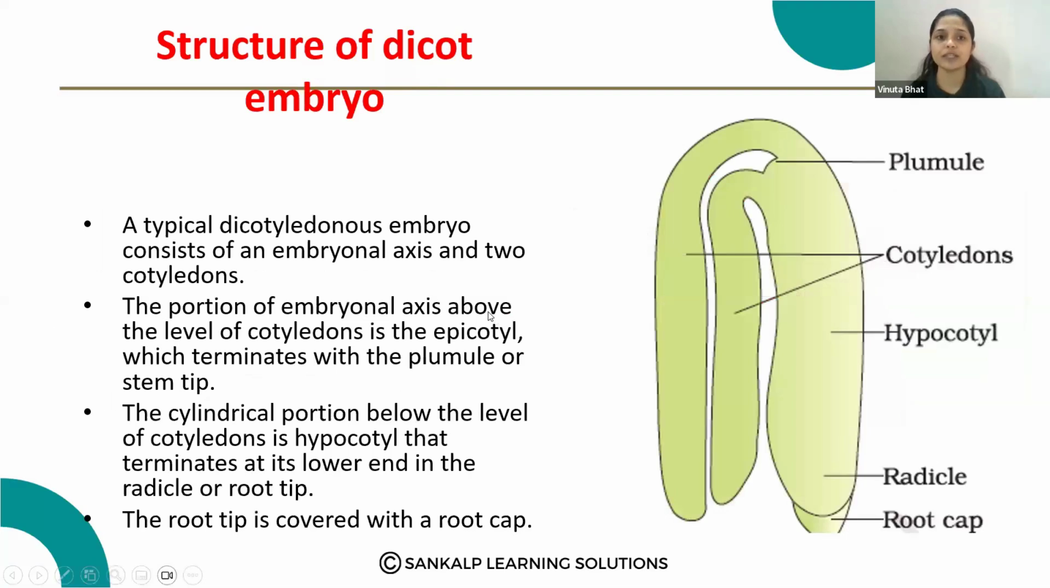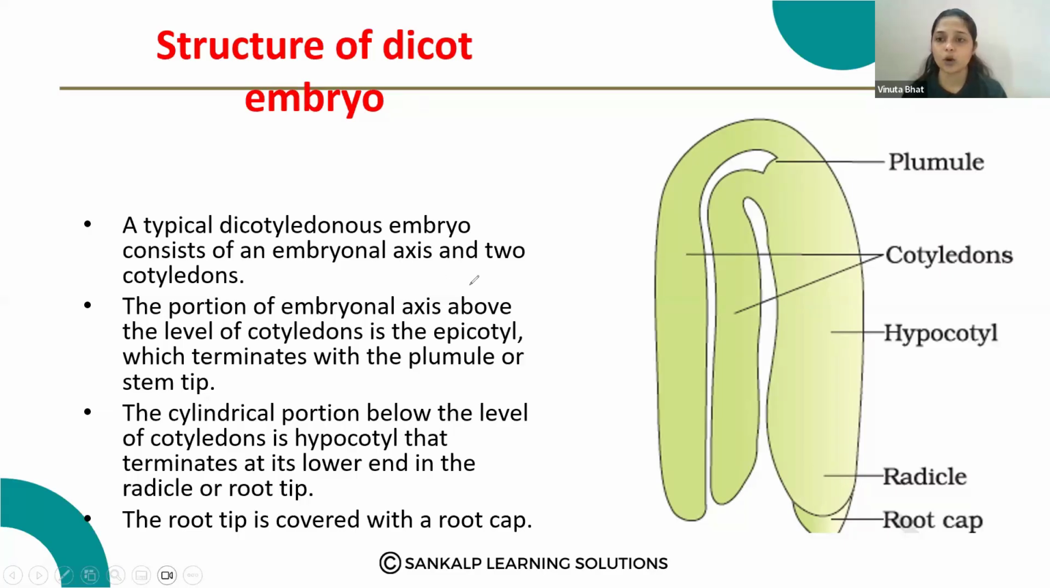See the structure of the dicot embryo. So, the structure of the dicot embryo. Dicot means which contain the two cotyledons, right? The seed which contain the two cotyledons, so these are called dicot plants. In the dicot embryo, it also consists of the embryonal axis and the two cotyledons.